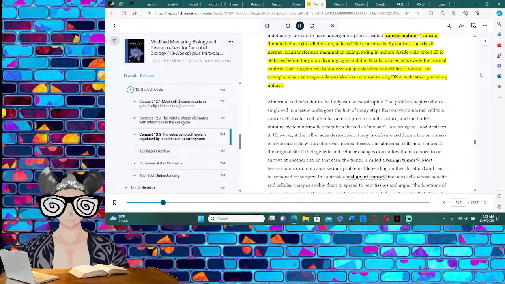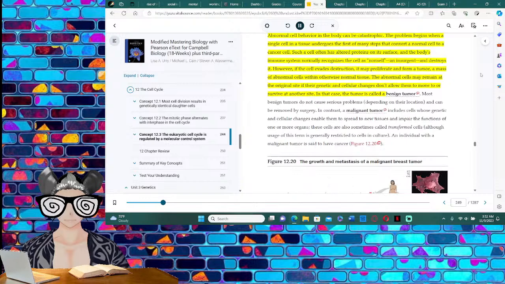Finally, cancer cells evade the normal controls that trigger a cell to undergo apoptosis when something is wrong, for example, when an irreparable mistake has occurred during DNA replication preceding mitosis. Abnormal cell behavior in the body can be catastrophic. The problem begins when a single cell in a tissue undergoes the first of many steps that convert a normal cell to a cancer cell.